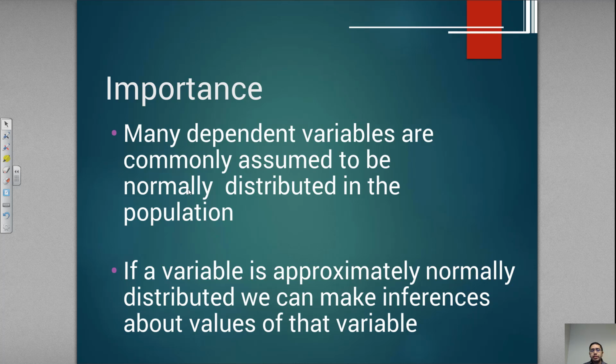Now, there might be many dependent variables that are commonly assumed to be normally distributed in a population. As I have already stated, the height data, maybe the weight of a population of people, might also have a normal distribution. If a variable is approximately normally distributed, we can make inferences about the values of that variable, like what is the probability that that random variable will take values in a particular range. We can calculate it from the study of normal distribution. I will describe exactly how we calculate the probability from a normal distribution at the end part of the lecture. So this is the importance of normal distribution.